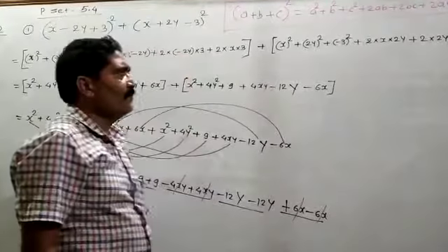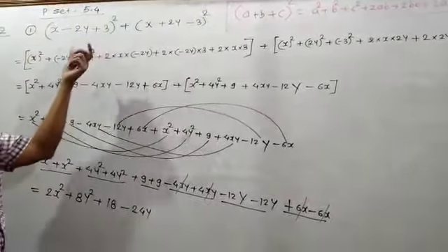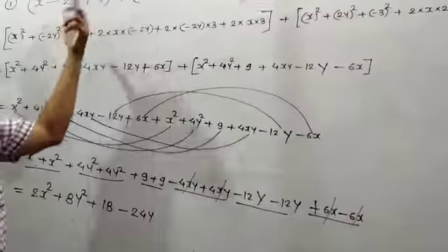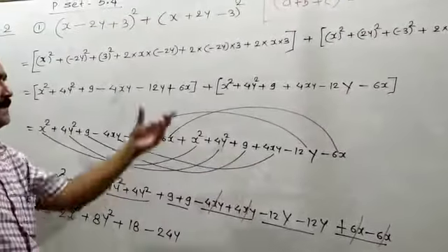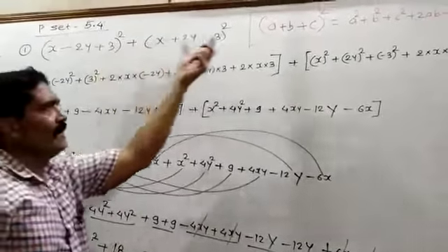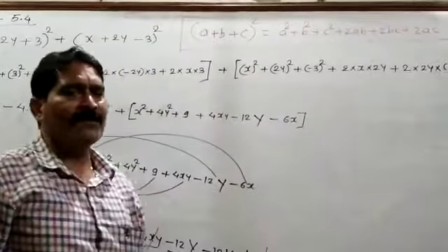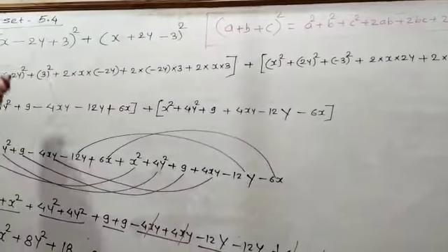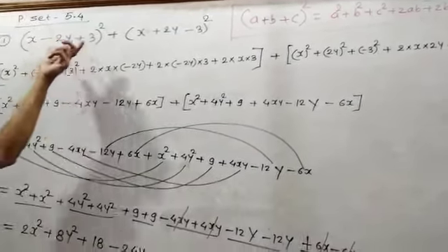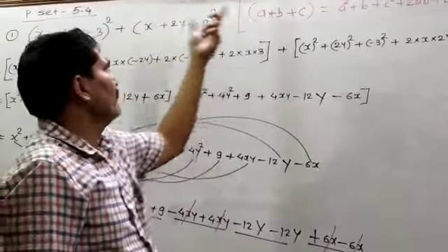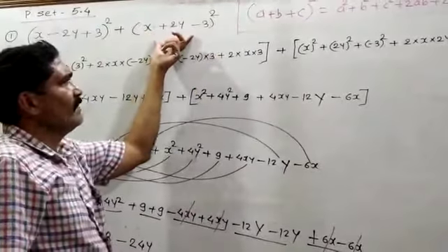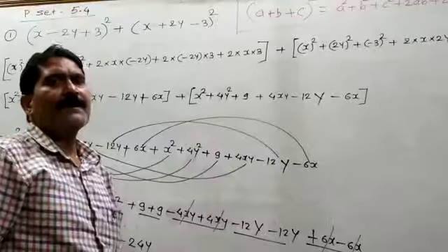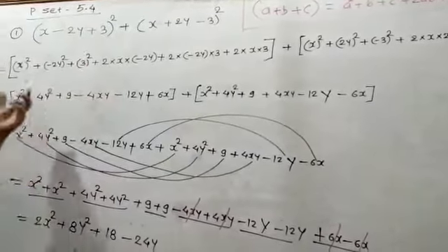Means you have to utilize the identity, but it is not possible to write the formula every time and then solve the example. Directly I will put these values in the formula and solve this example. So here you have to utilize the identity (a + b + c)². Here also you have to utilize the (a + b + c)² identity. Then I will utilize this identity.